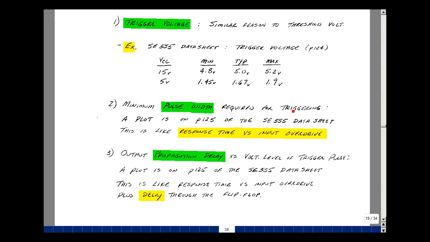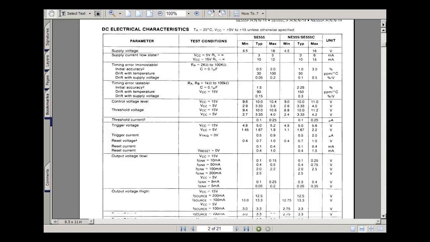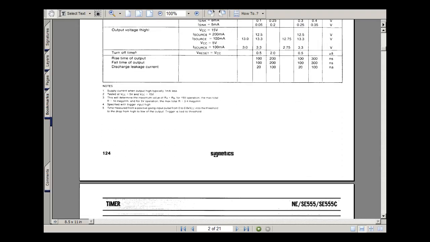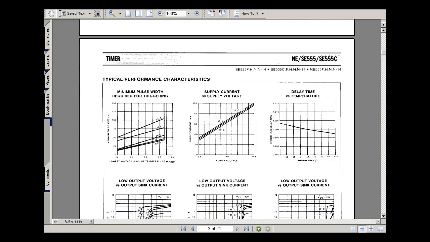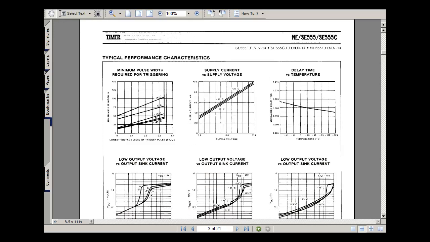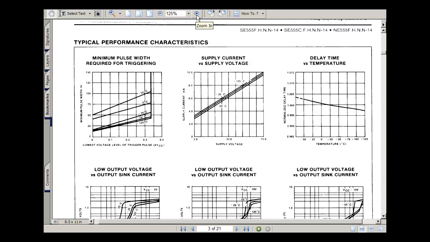Let's take a look at that. That will be on the following page. So here's 124, here's 125. It's right in the top left-hand corner. Let me make that a little bit bigger so you can see it. So here's the minimum pulse width in nanoseconds, and then here is the lowest voltage level of the trigger.